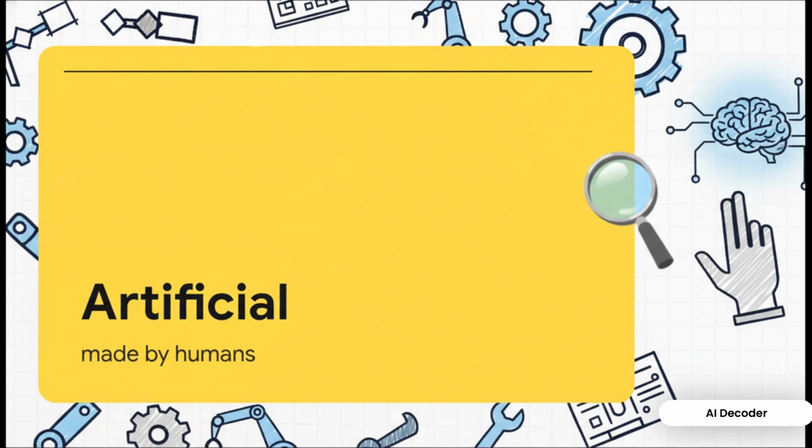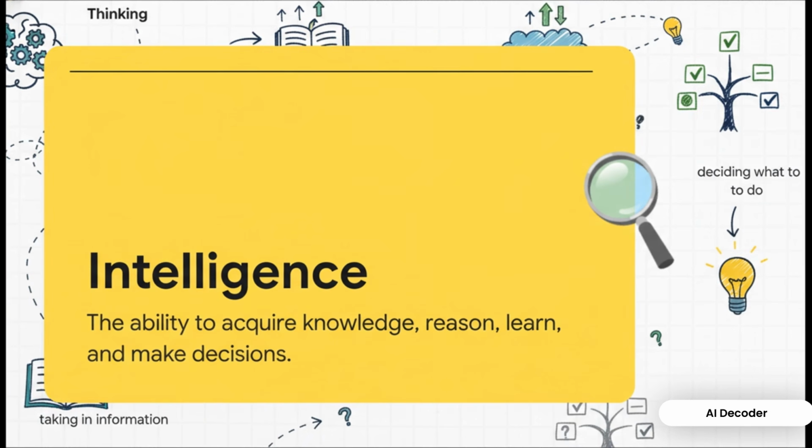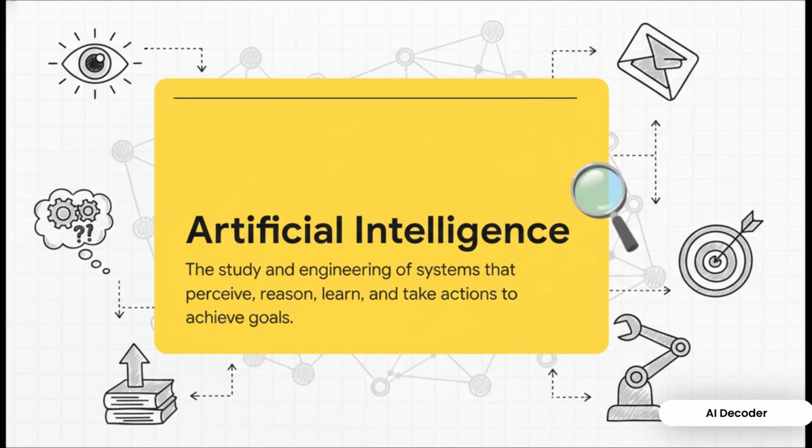Simple enough. All right, now for the second part: intelligence. And this is where things get a little more interesting. See, from a scientific point of view, intelligence isn't just about being smart. It's a whole process. It's the ability to get information, to reason about it, to learn, and then, crucially, to make decisions.